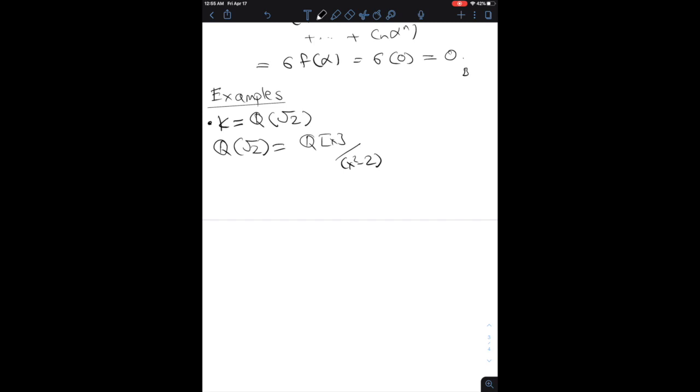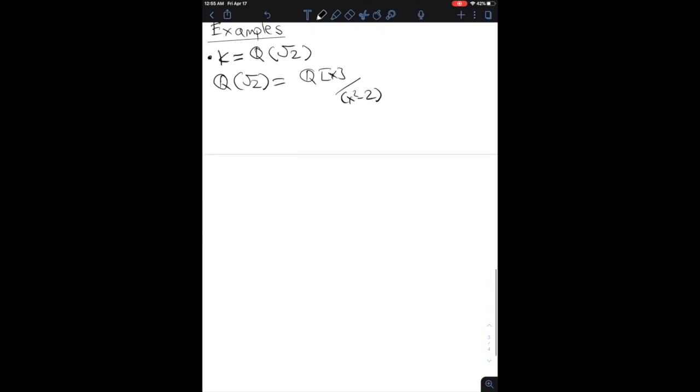So the minimal polynomial for the element root 2, which is a real number, is x squared minus 2. So Q adjoin root 2 is the same as Q[x] quotiented by the ideal x squared minus 2, using the results from the previous lecture.